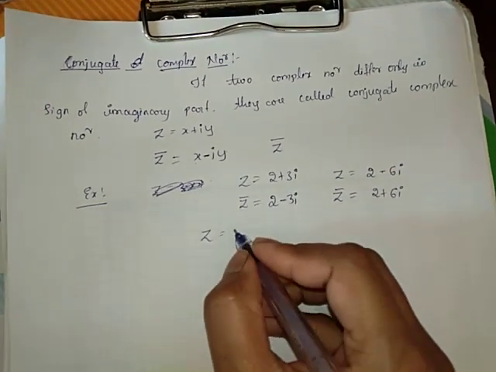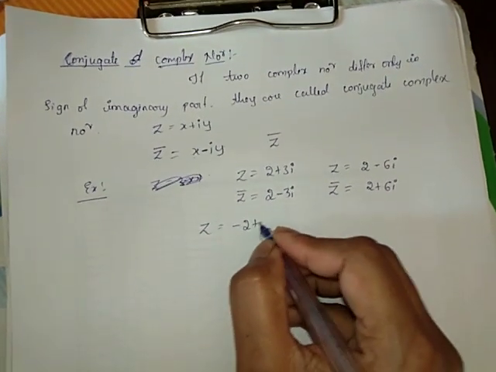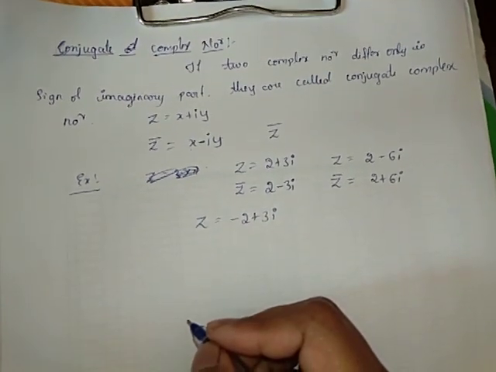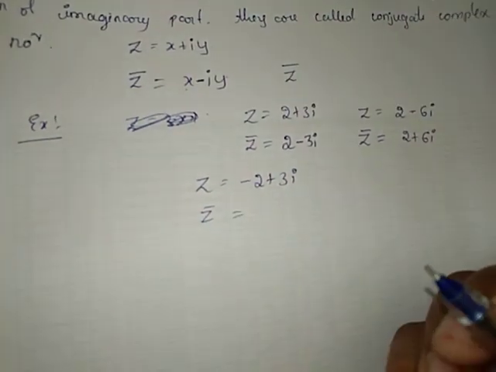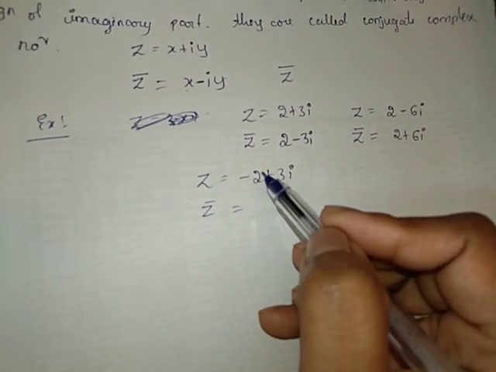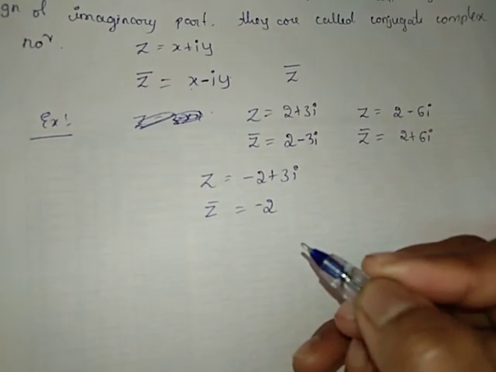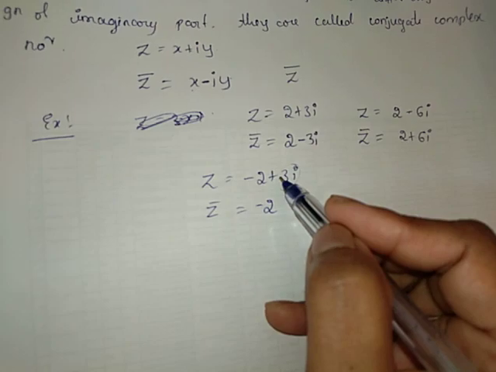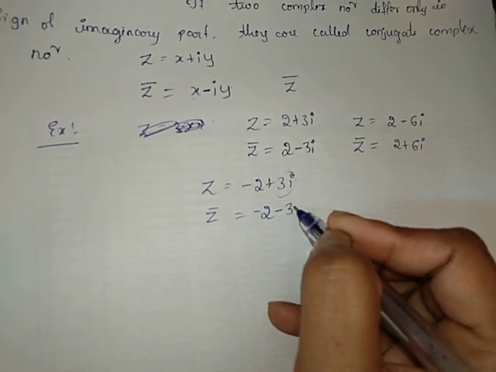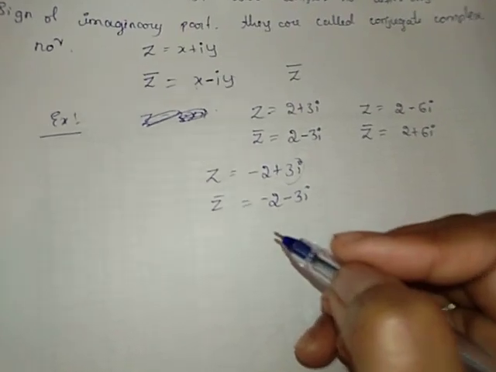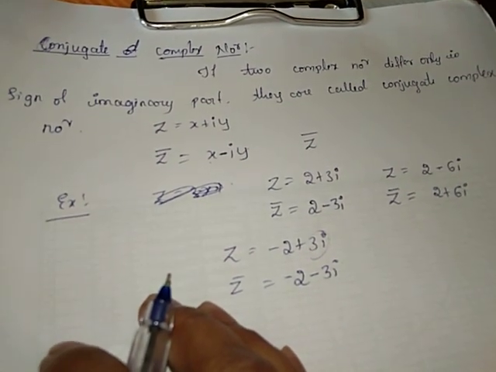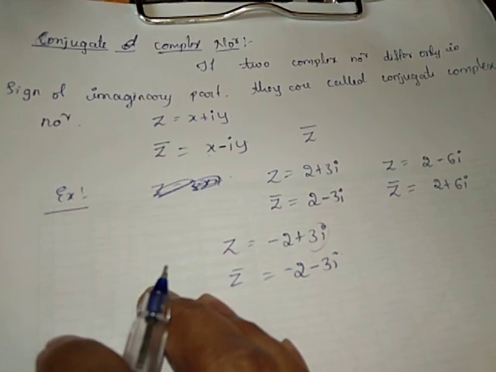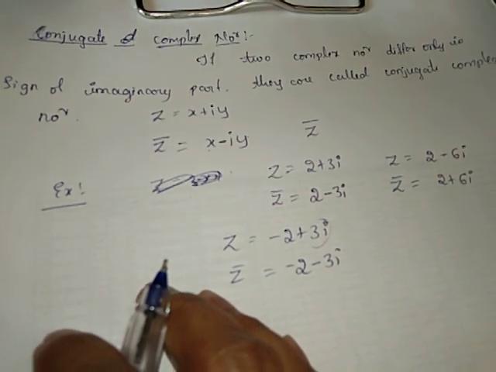Similarly, z equal to minus 2 plus 3i. Then the conjugate of z equal to minus 2 minus 3i. The sign of x will not be changed, keep it as it is. The sign of the imaginary part is changed. If it is plus, it becomes minus 3i. That is how to write the conjugate of a complex number. That is the meaning of conjugate complex numbers. If two complex numbers differ only in the sign of the imaginary part, then they are called conjugate complex numbers.